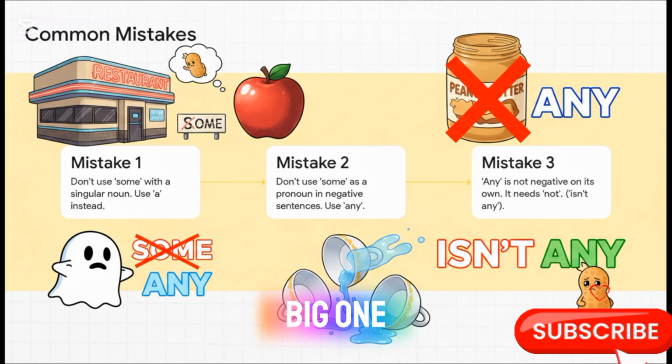And number 3 is a big one. People think any is a negative word by itself. It's not. It needs a partner, like not. So you have to say there isn't any peanut butter left.